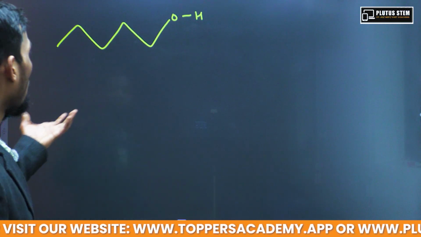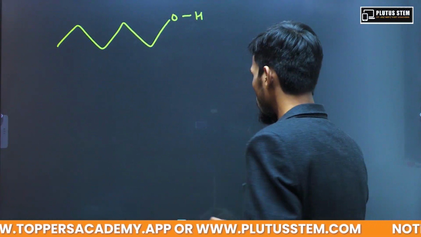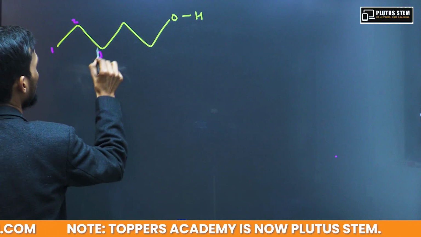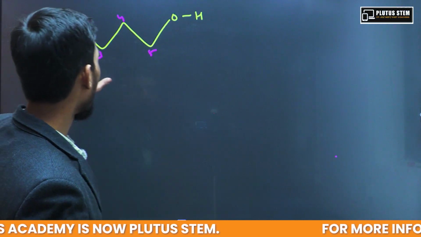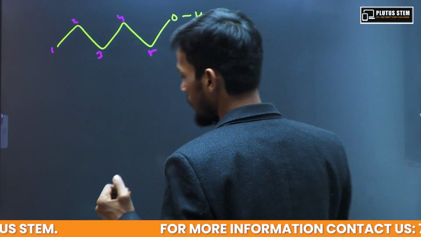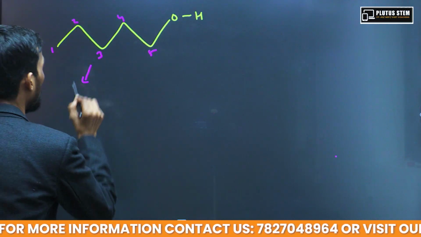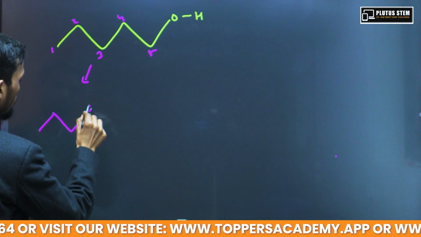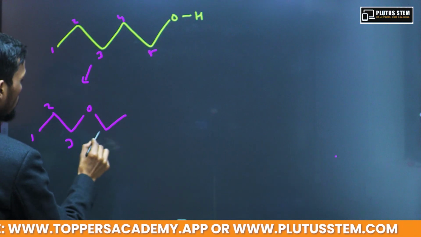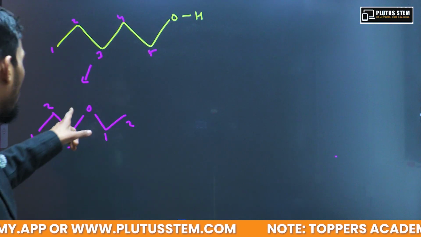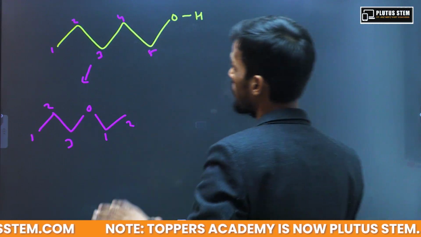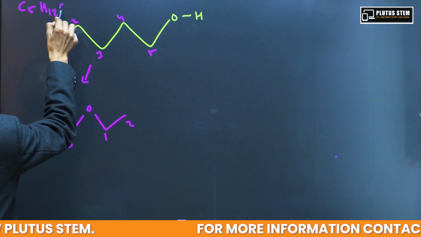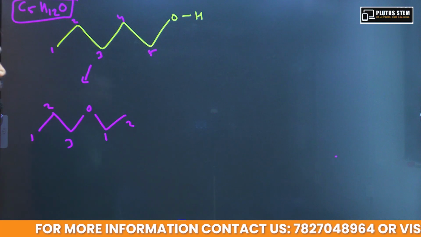OH, and if we are asked to draw a functional isomer of this compound, we can very easily draw it. It has 5 carbons and 1 OH. So if you see the molecular formula of this compound, it is C5H12O or C5H11OH.